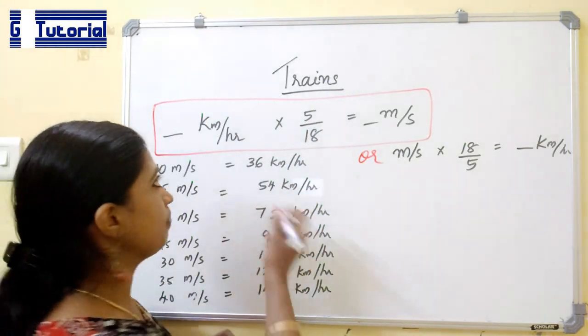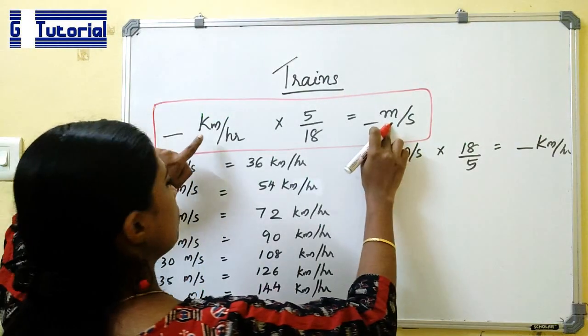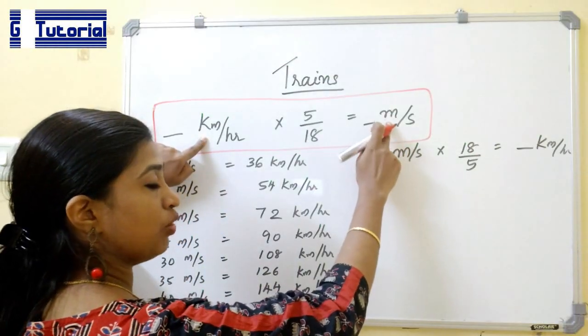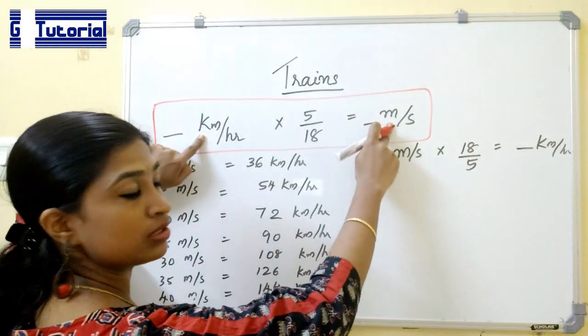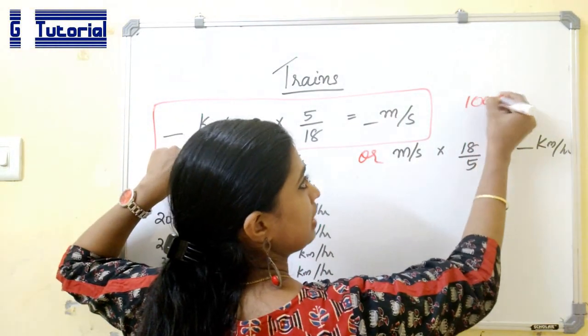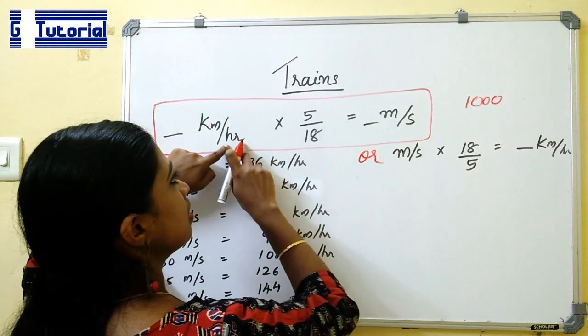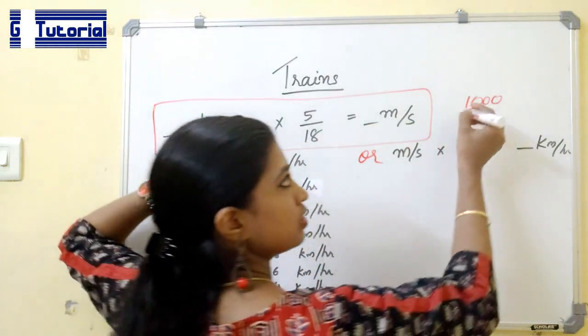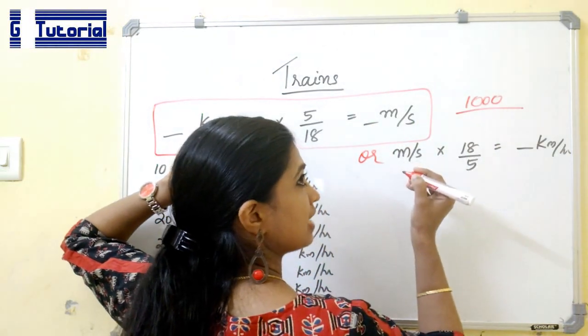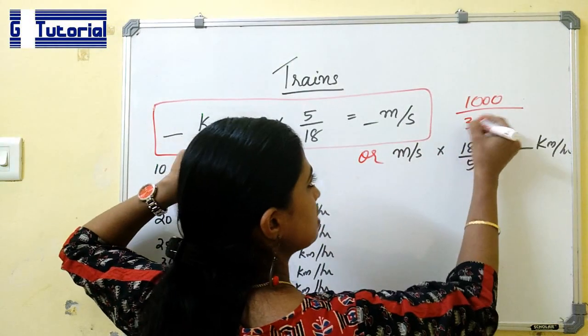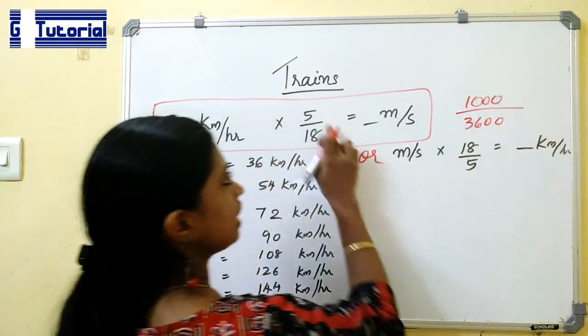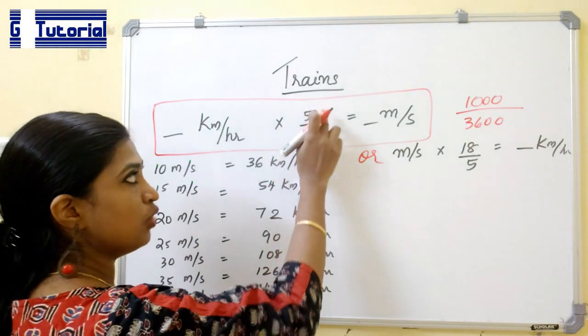5 by 18 is obtained from kilometers. How many meters is 1 kilometer? 1000 meters is 1 kilometer. And how many seconds is 1 hour? 60 seconds is 1 minute and 60 minutes is 1 hour. So 3600. Solving this, you will get 5 by 18. That is how you obtain 5 by 18.